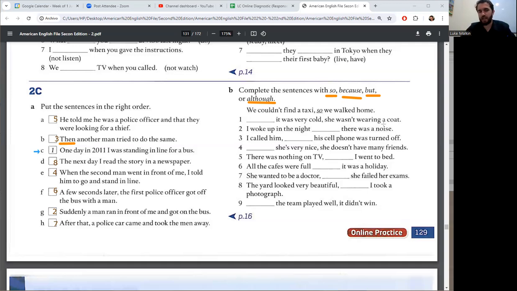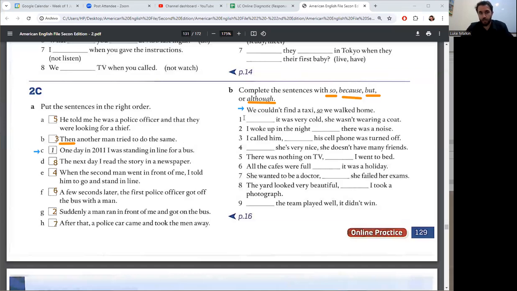Let's practice and demonstrate. Here's the example. We couldn't find a taxi, so we walked home. We couldn't find a taxi. What's the result? We walked home. Pause and complete 9 questions with so, because, but, or although.